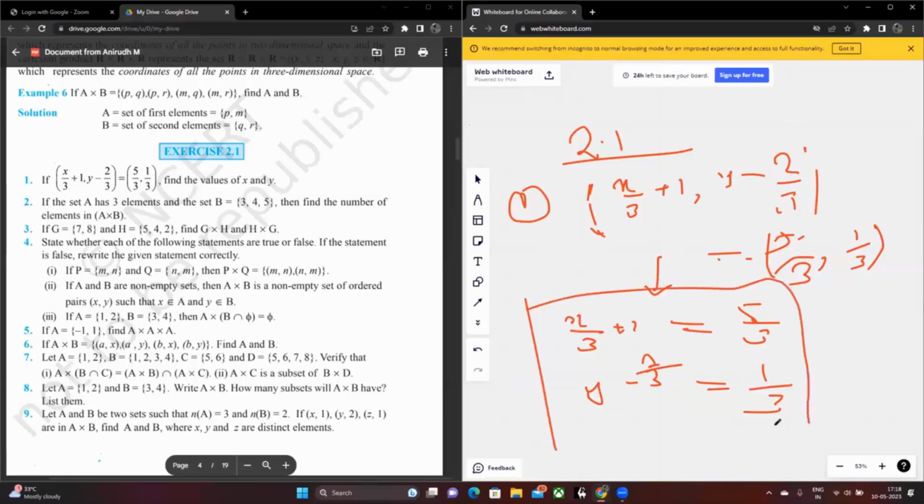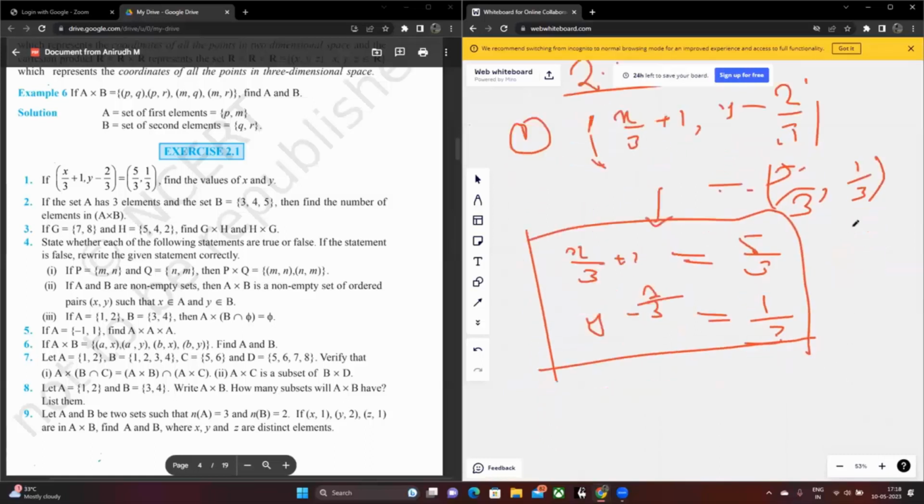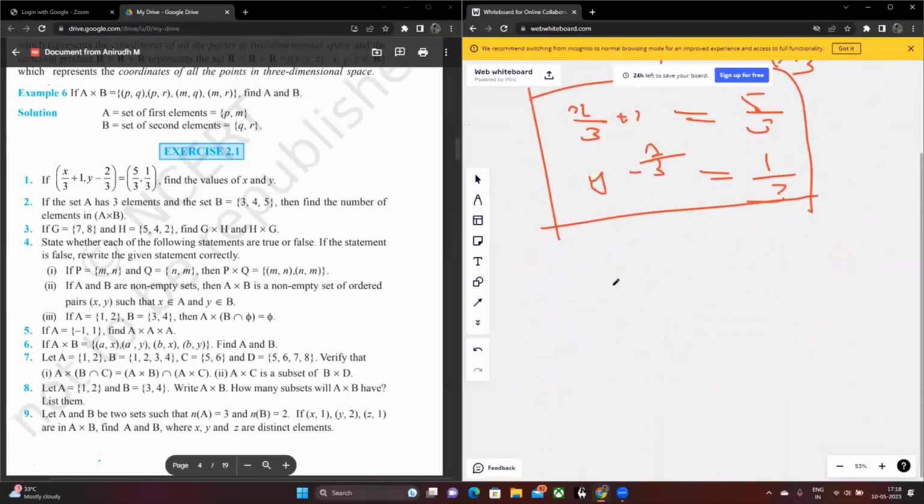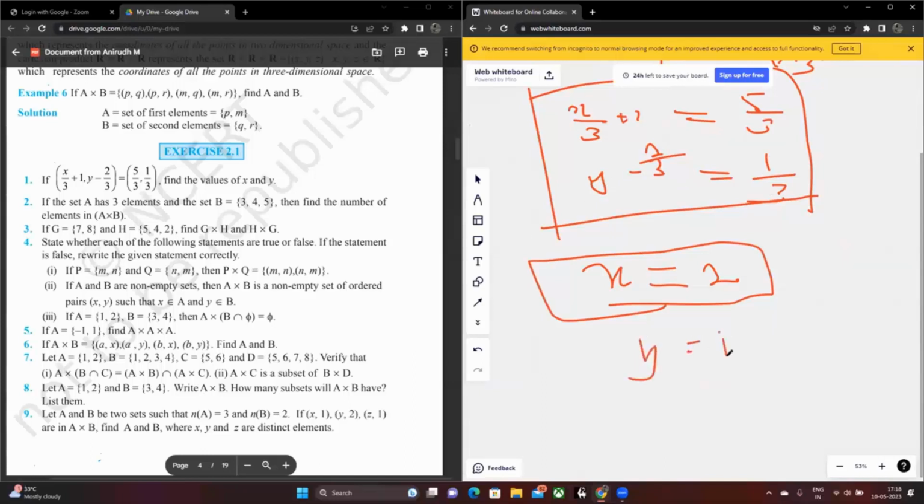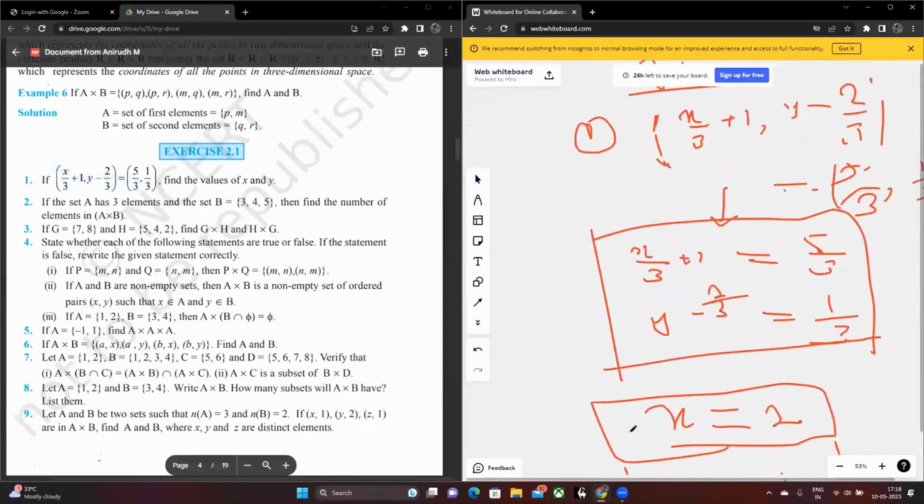Having gotten these two equations, you can see that this reduces to x/3 equals 2/3. That means x equals 2, right? And y - 2/3 is 1/3. That is, y equals 1, right? So basically, elementary solving of two equations. And you get the idea that for an ordered pair, the first of the ordered pair has to be equal to the first on the other side, and the second has to be equal to the second on the other side. Right? That solves question number 1.